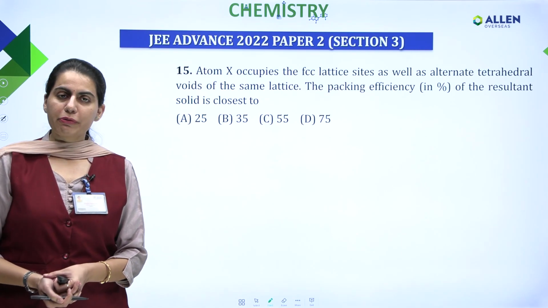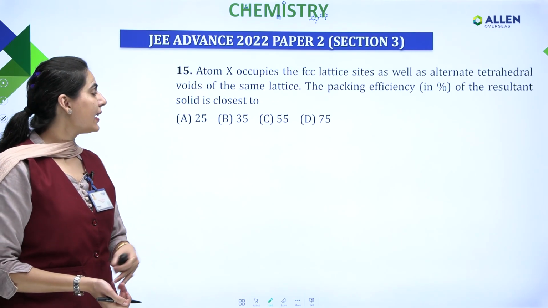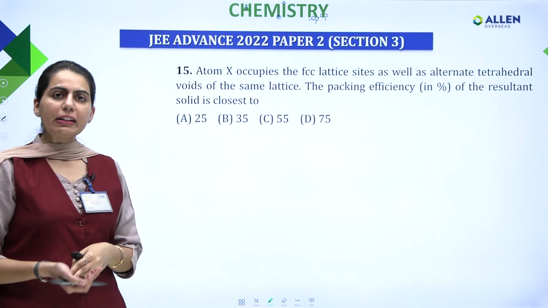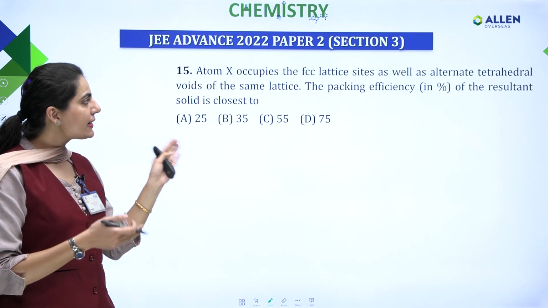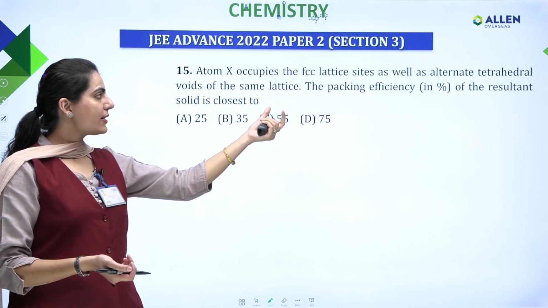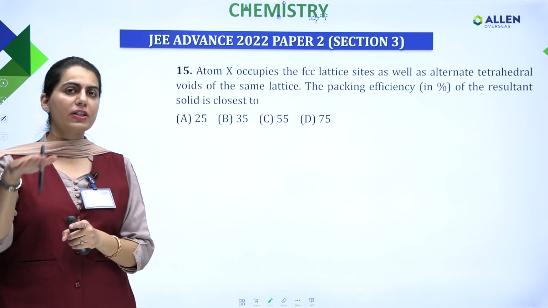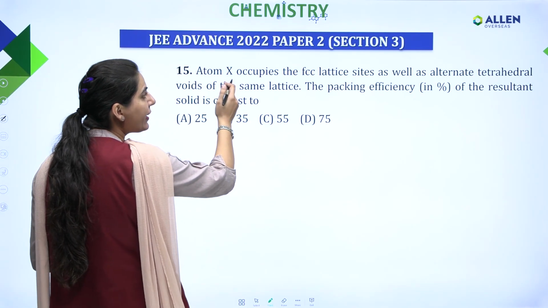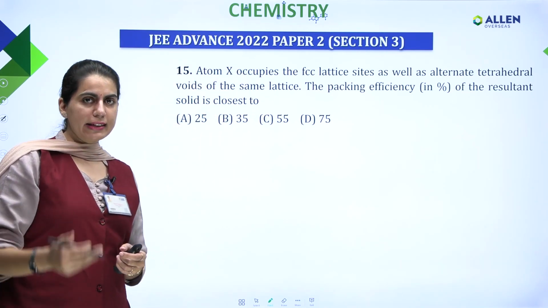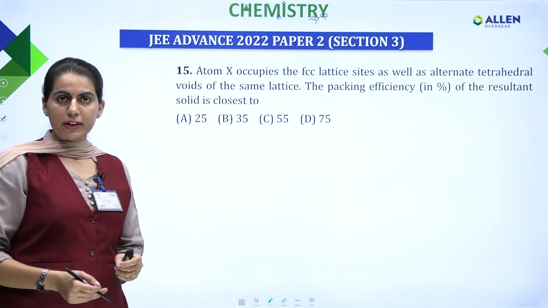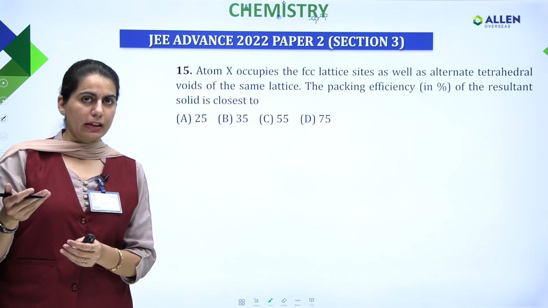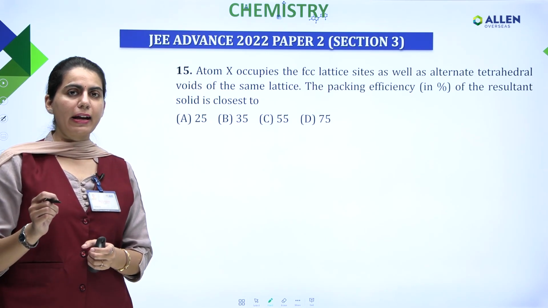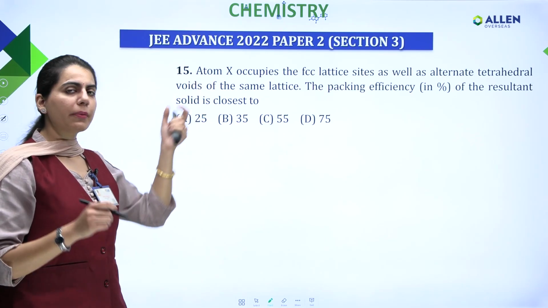Now talking about question 15 of section 3, this question says that atom X occupies the FCC lattice sites as well as alternate tetrahedral voids of the same lattice. Now the packing efficiency in percentage of the solid is closest to, means we have to give an approximate answer here. As you can see, atom X is not only occupying the FCC lattice sites but also alternate tetrahedral voids. Now we know in FCC there are 8 tetrahedral voids. They are saying alternate, means only 4. At 4 tetrahedral sites, we have this particular atom X sitting.